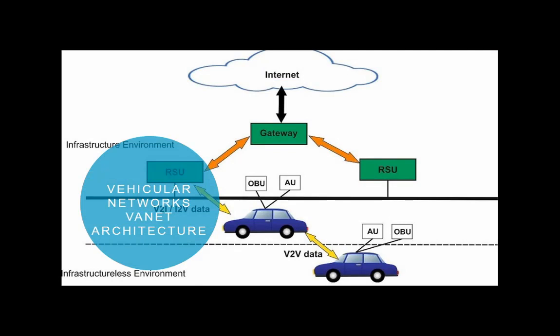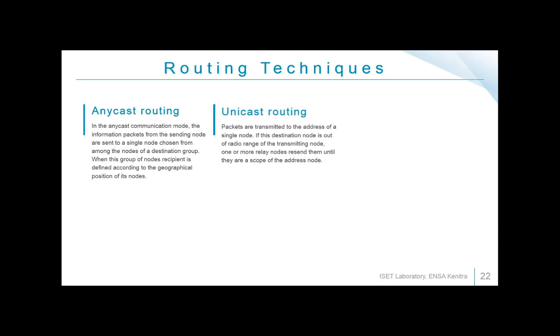Now, vehicular networks architecture. Routing techniques. We have anycast routing. In the anycast communication mode, the information packets from the sending node are sent to a single node chosen from among the nodes of a destination group. Unicast routing: packets are transmitted to the address of a single node. If this destination node is out of the radio range of the transmitting node, one or more relay nodes resend them until they are within range of the addressed node.